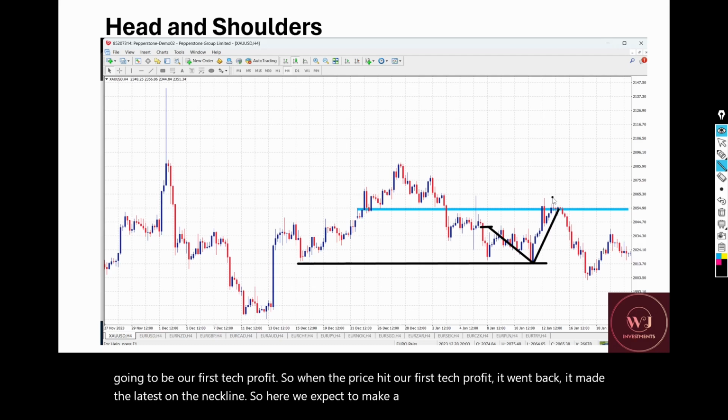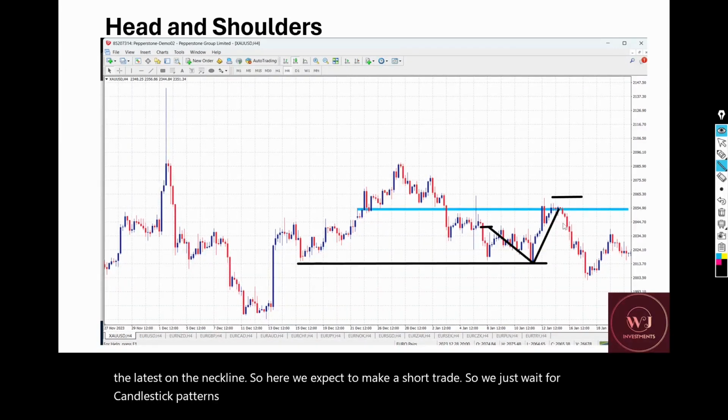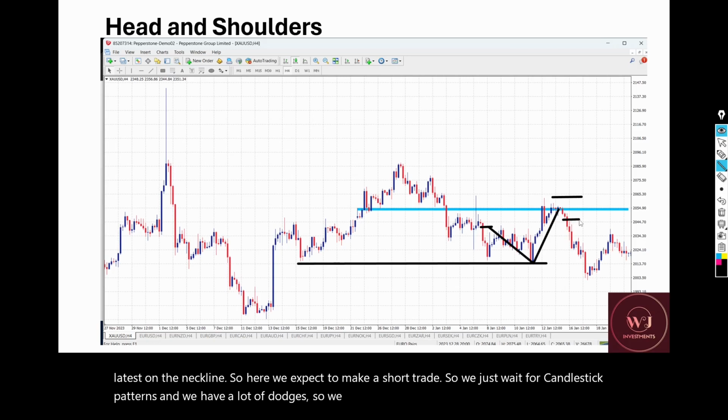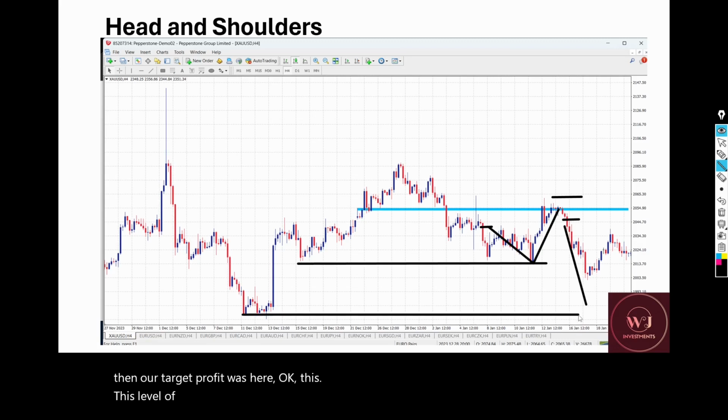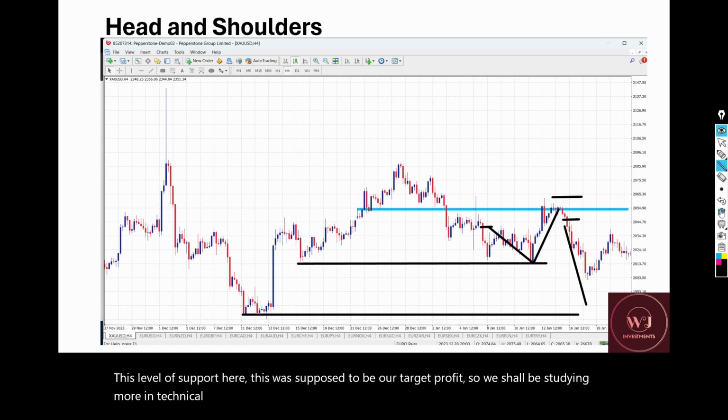So we just wait for candlestick patterns, and we have a lot of dojis. So we could also make a sell stop order, and then our target profit was here. Okay, this level of support here. This was supposed to be our target profit. So we shall be studying more in technical analysis. This shouldn't worry you, okay?